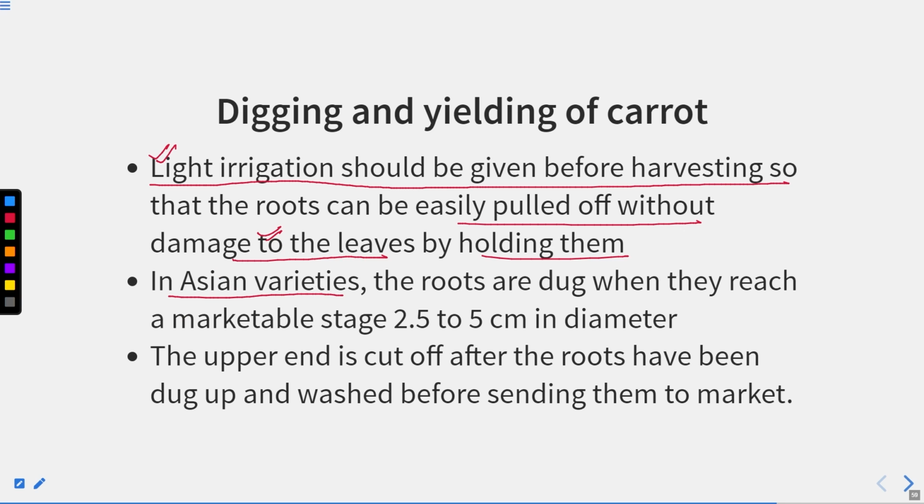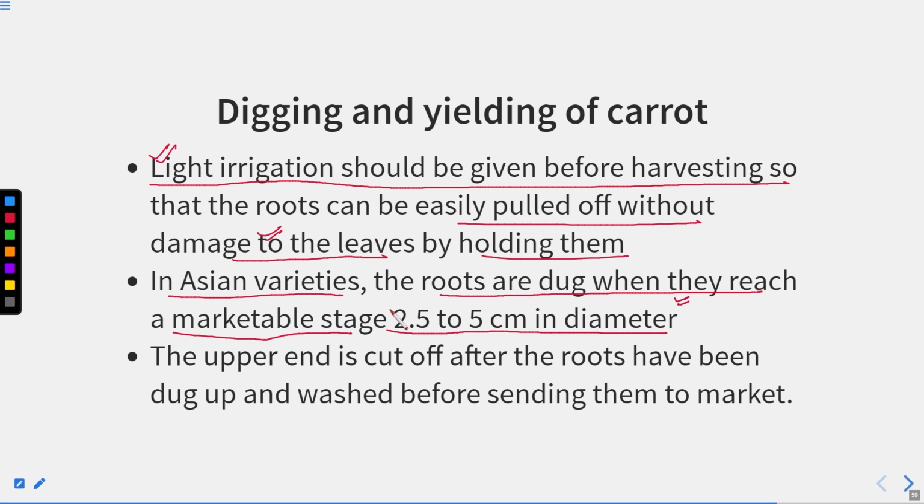In Asian varieties, the roots are dug when they reach a marketable stage, that is 2.5 to 5 centimeter in diameter. So we are having different varieties of the carrot, right? In the Asian varieties, the roots are dug when they reach a marketable stage, means the particular stage that is ready to take that carrot to the market.